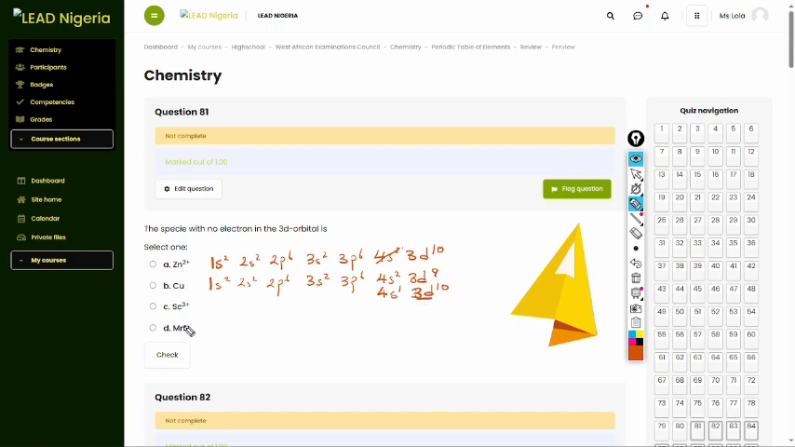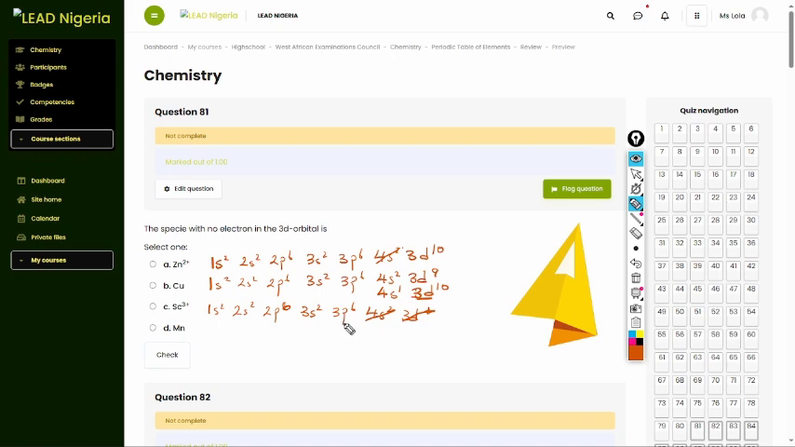not the answer. For scandium, scandium is the 21st element, so we have 1s2, 2s2, 2p6, this is 6, 3s2, 3p6, 4s2, and 3d1. So this is the configuration for scandium as a neutral atom. But when scandium forms the 3+ ion, it loses 3 electrons. So 2 electrons come out of 4s and the third electron comes out of 3d. So it means that it does not have a 3d orbital.